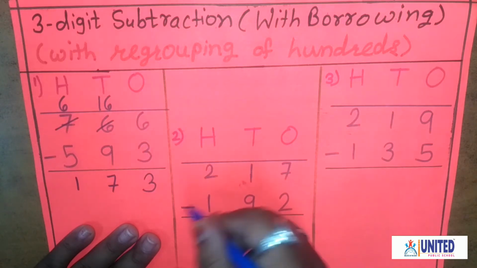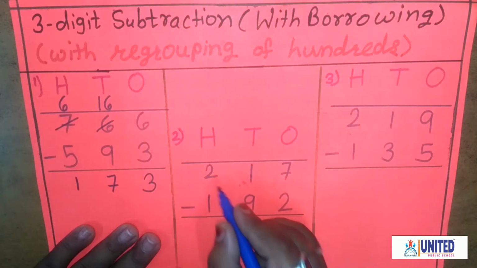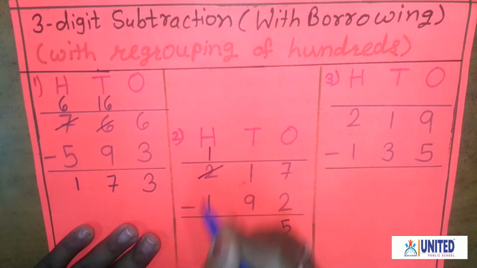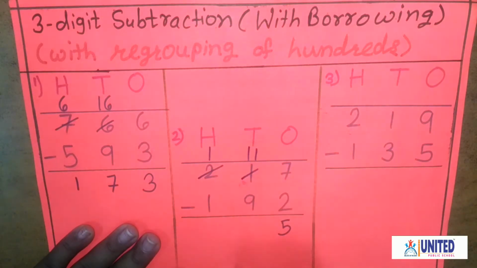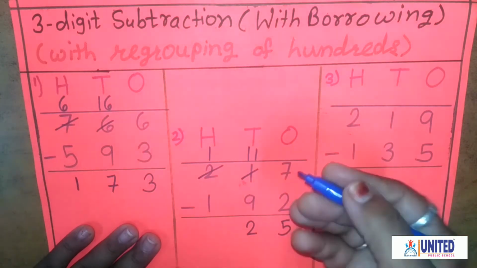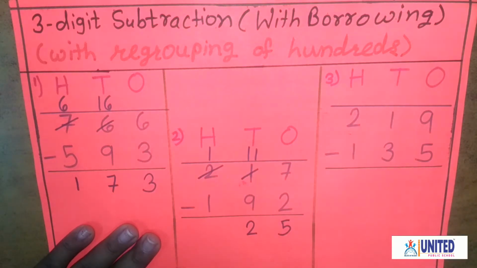No. So we can take the borrow from the 100 columns. So here we take the borrow, here 1 remains, and here is the 11. Now 11 tens minus 9 tens, the answer is 2. So write down the 2. Okay, now 1 minus 1. If we subtract the same number from itself, then the answer is always 0. So 1 minus 1 is 0.